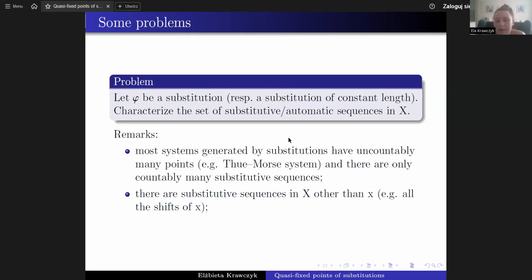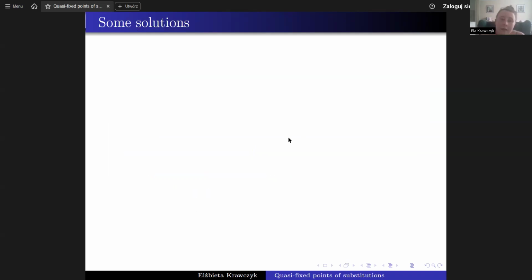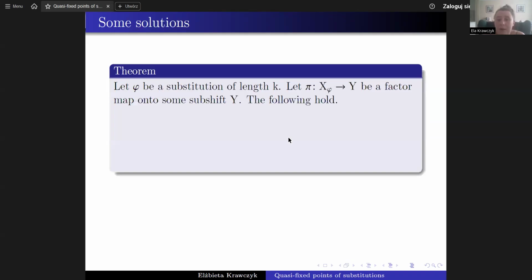And we also know that there are substitutive sequences other than our fixed points. For example, I can look at any shifts. Now the result says, here is a result for substitution of constant length k, starting with some factor map to some other subshift Y. If you do not want to hear about factor maps, you can just assume that this is a coding. Morally here, it doesn't really make much difference. You can just think about this pi as a coding.